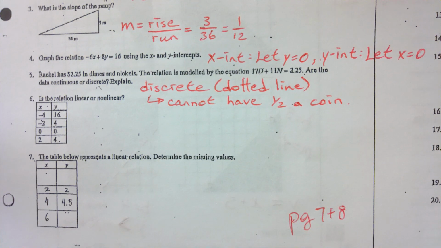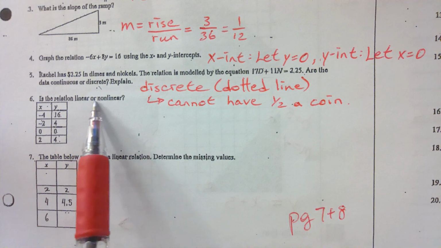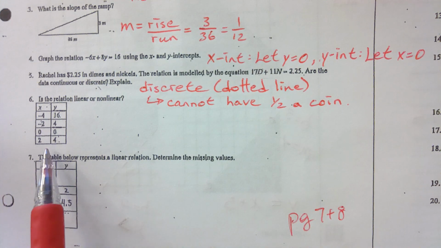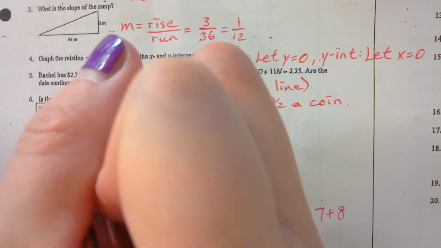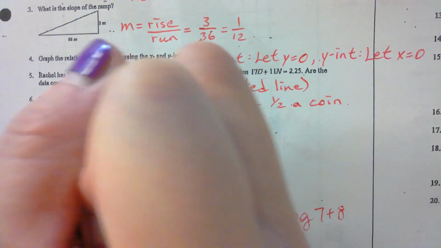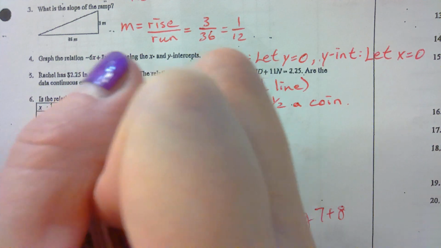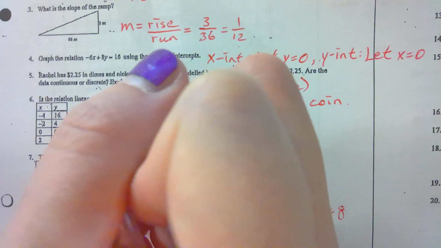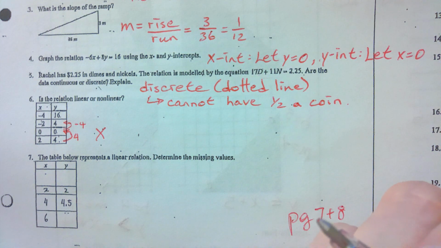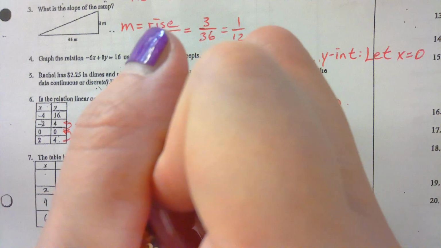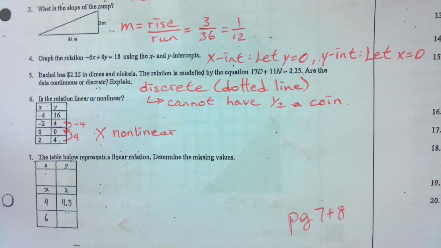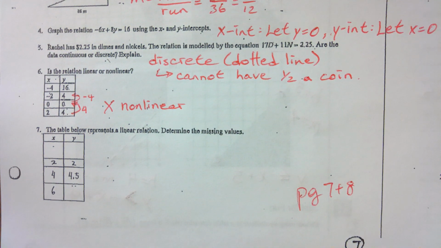Okay. Good job. Is the relation linear or nonlinear? Is this one in order? Yes. If it's in order, then I can simply do first difference. 4 minus 0 is 4. 0 minus 4 is negative 4. So obviously I already see that it's not the same, so it's nonlinear. If it was all the same, then it would be linear.